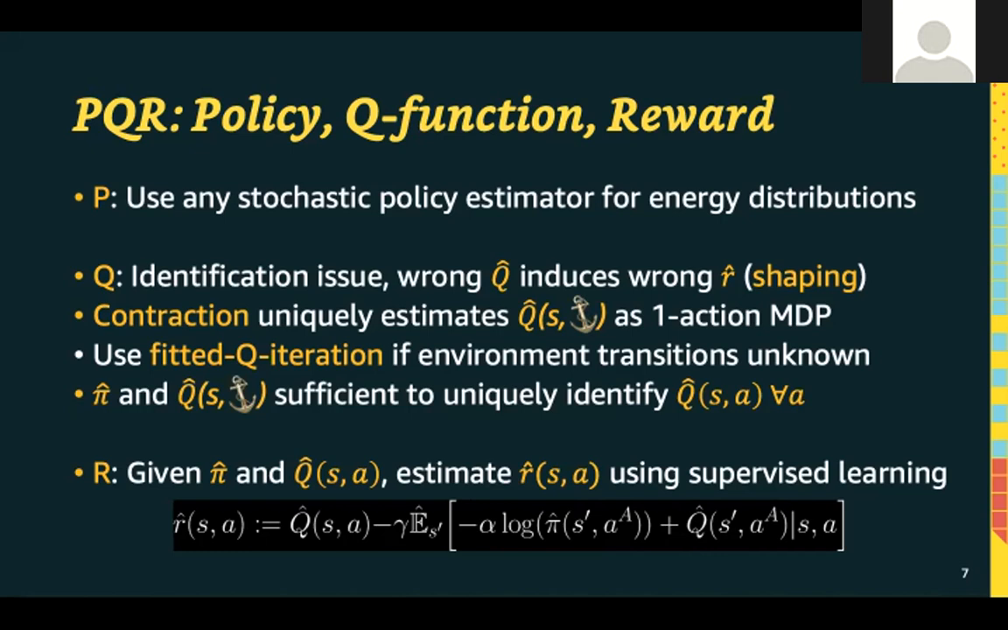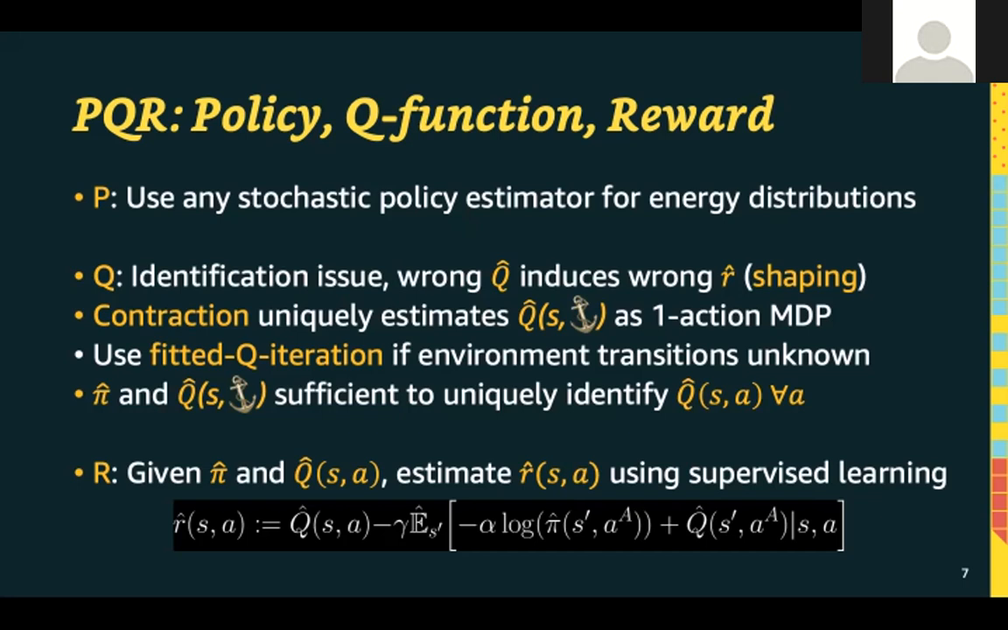The second step is where the novelty exists. It's where we do the Q estimation. Here we ran into the identification issue. A wrong Q will induce a wrong R. This is called shaping. And we really care about getting the right R. So this is where we leverage the anchor action assumption. Because we have this anchor action, we are able to solve a fixed point contraction to uniquely estimate the Q for the anchor actions. So now I know exactly what my Q is for every state anchor action tuple.